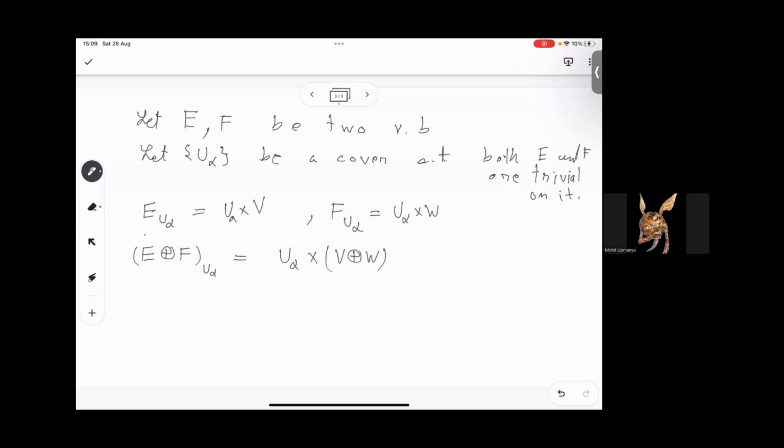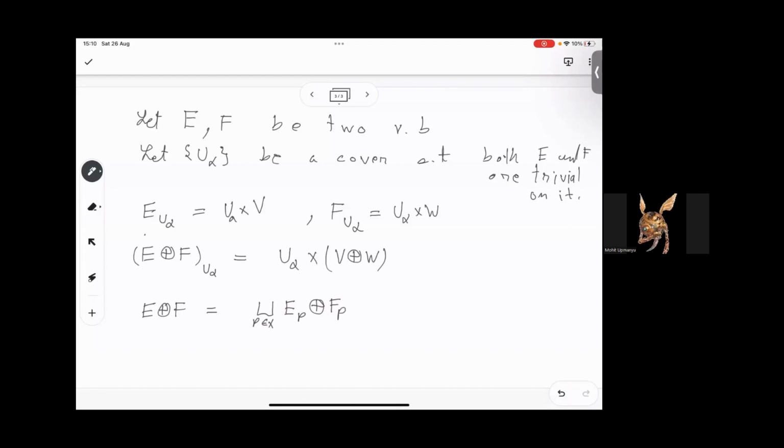But the real question is, how do we define E direct sum F directly? First of all, as a set, this is the disjoint union over P in X of E_P direct sum F_P. Each one of these is a vector space. If you have any questions, please tell me anytime.